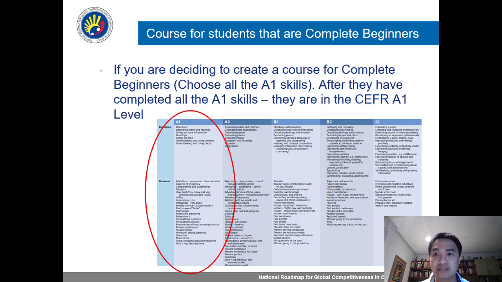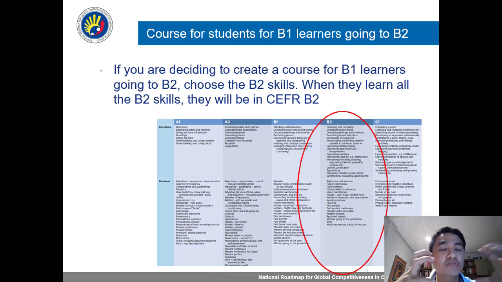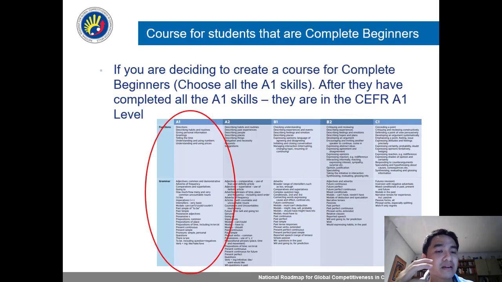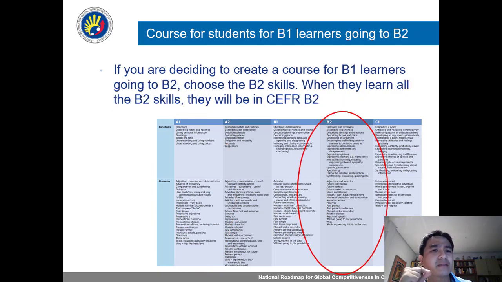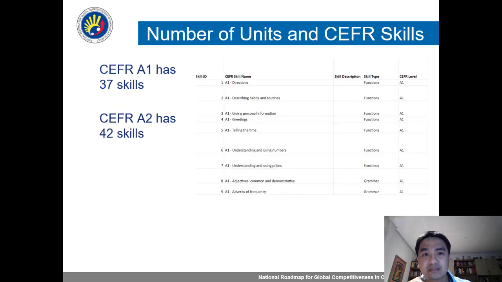If I'm creating a course for B1 learners moving to B2, then I will have to teach them all the B2 skills. So let's do that again. If they are complete beginners and I want them to be A1 at the end of the course, teach them all the A1 skills. If they are B1 learners and I want them to be B2 at the end of the course, then I will teach them all the B2 skills. Just for a little bit of a comparison, there are roughly 40 skills per CEFR level. A1 has 37, A2 has 42-ish.